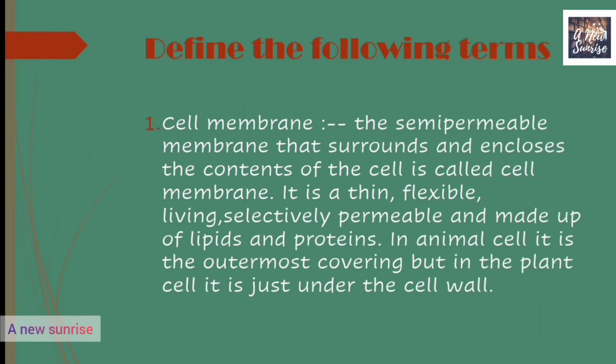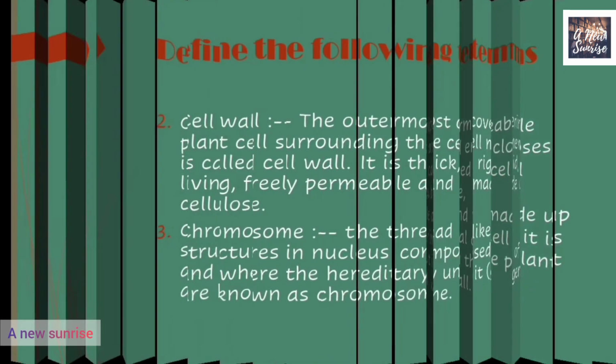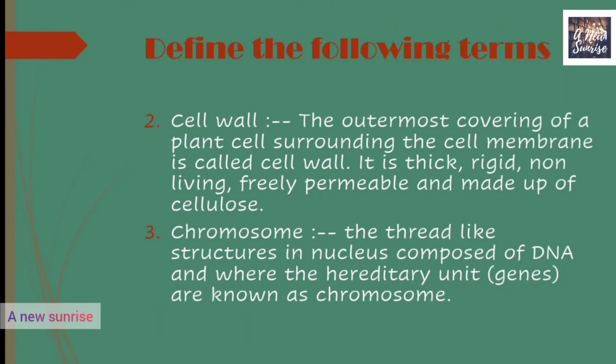Now let us go towards our next term that we have to define. The next term that we have to define is the cell wall. What is the cell wall? The outermost covering of a plant cell surrounding the cell membrane is called the cell wall. It is thick, rigid, non-living, freely permeable in nature, and the cell wall is made up of cellulose.